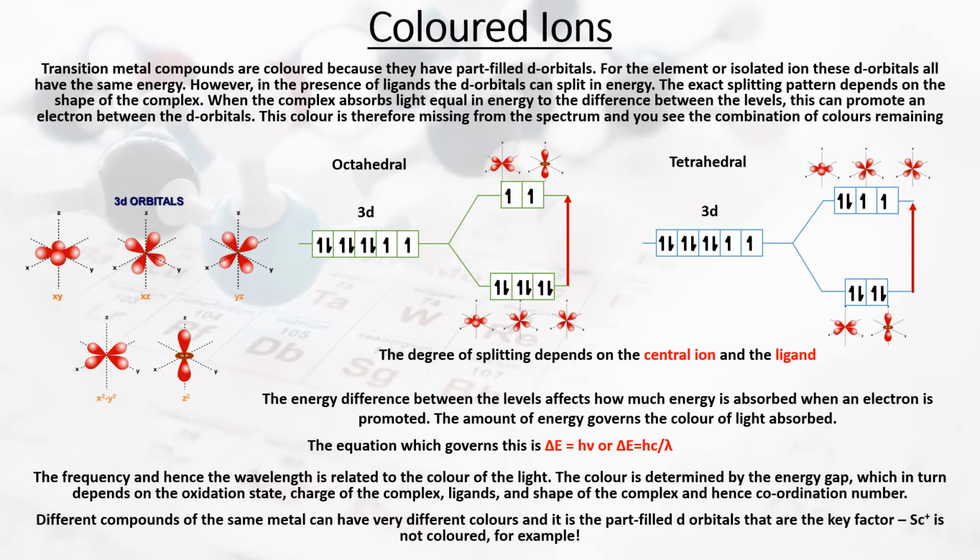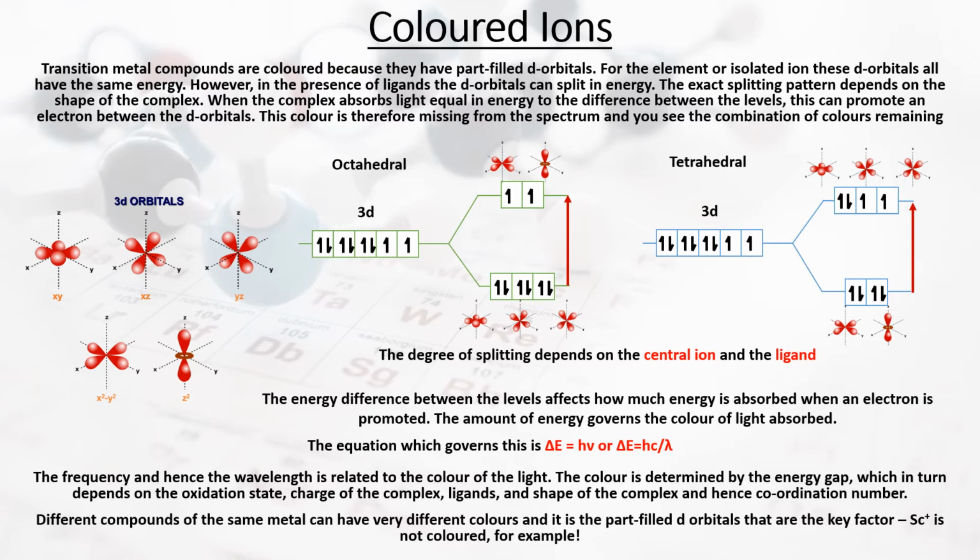This equation is delta E equals h nu. So delta E is our energy gap between the lower and the higher states. h is Planck's constant, just a number. And then the symbol that looks like a v, it's called nu, is the frequency. Now, frequency and wavelength are inversely proportional to one another, and so you can also write the equation out using wavelength instead, which is that delta E equals hc over lambda.